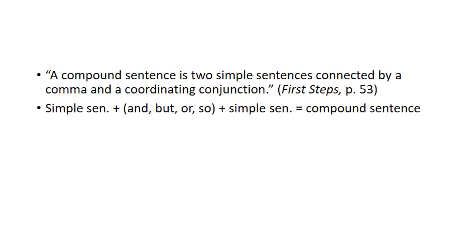The thing that we have to remember is that to make a compound sentence, we are going to require at least two subjects and two verbs, and then a word that's either and, but, or, or so. In addition to that, we need a comma. So let's look at some of the examples from the handout.